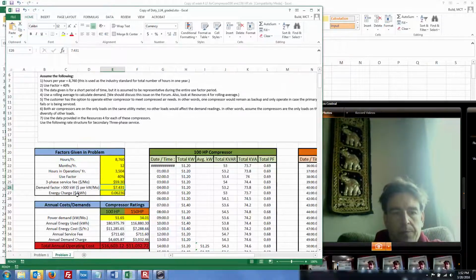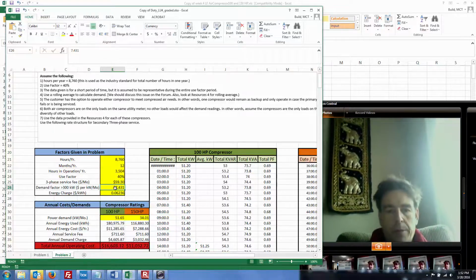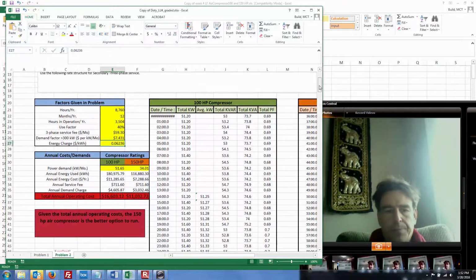Demand factor for anything greater than 300 kilowatts. So as soon as you go above that, you're going to pay this premium on a monthly basis. And you're only going to pay it if you hit it once, so $7.43 if you go over it. And there's the energy charge. So all of that's given. Nice job here, Sean, in your color coding too, by the way.